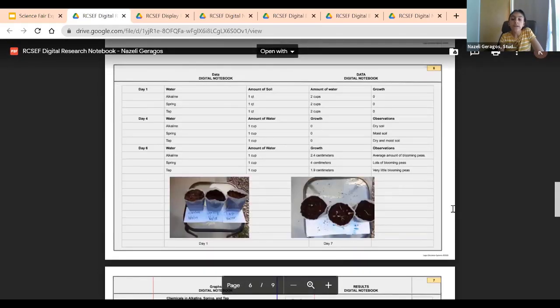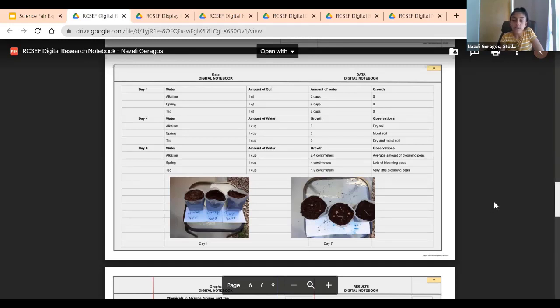So on the first day of my experiment, the plants were given 2 cups of water, and each plant contained 1 quart of soil. On day 4, I observed that the soil of the alkaline plant was very dry. It was like I had never watered the plant. On the contrary, the spring plant soil was very moist, and the tap water soil had a mixture of dry and wet soil. On day 6, there had been growth for all 3 plants.